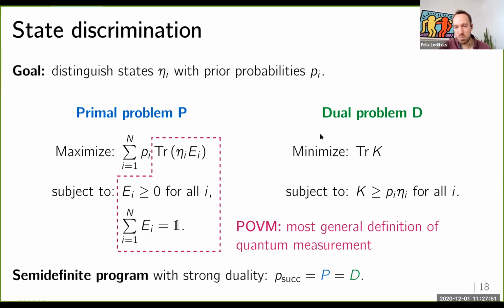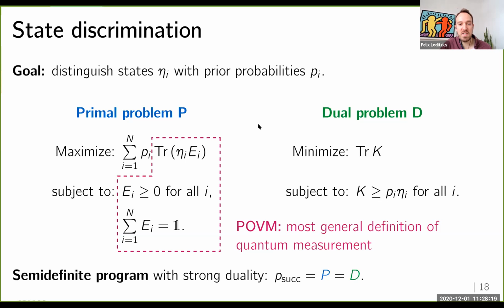There's a way to do this. I won't go into detail of how to do this, but the state discrimination problem has this dual problem where you minimize the trace of a certain operator K that needs to satisfy this relation. So this is the positive semi-definite Löwner ordering of matrices. This just means that K minus this operator is a positive semi-definite operator, and this needs to be satisfied for all i, so for each of the states that you want to distinguish.